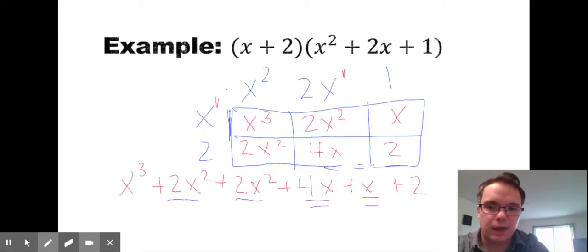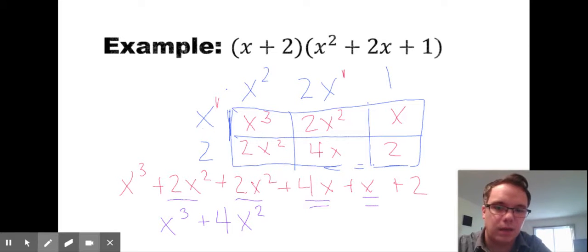So I have x cubed, 2x squared plus 2x squared. Remember, we're adding again, so our exponents don't change. They stay exactly the same. We just add our coefficients. We have 4x plus a hidden 1 here. So 4x plus 1x is 5x. And we have a constant plus 2.